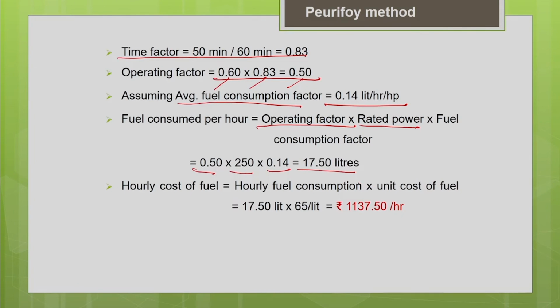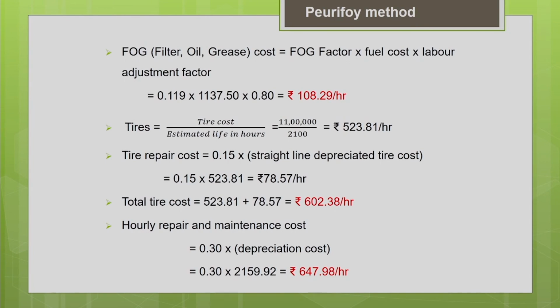Now, we have to estimate the hourly cost of the fuel. For that you have to multiply the hourly fuel consumption by the unit cost of the fuel. The unit cost of the fuel at the local price is 65 rupees per liter. When you multiply it, you will get the hourly fuel cost as 1137.5 per hour.